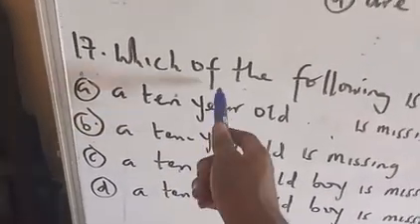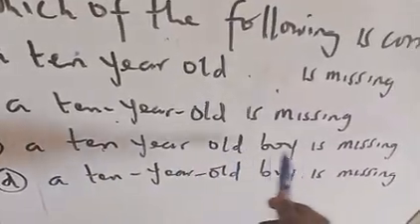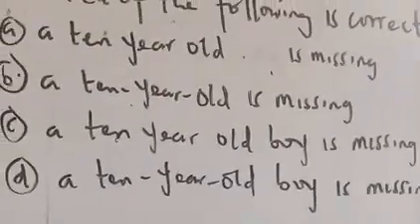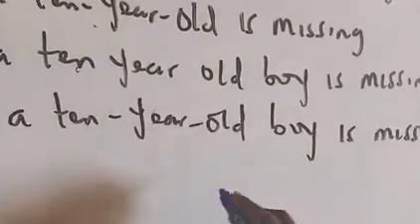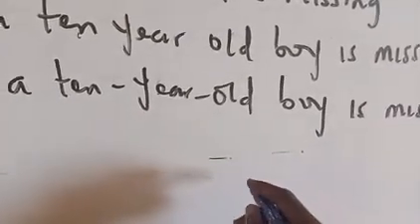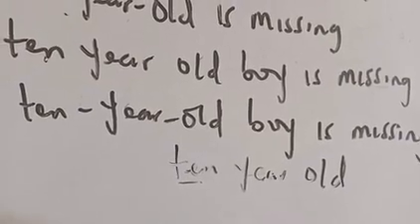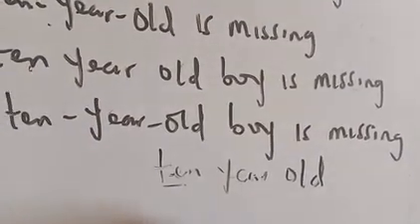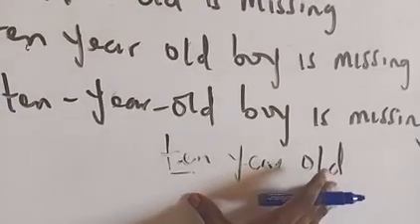C: a 10-year-old boy is missing. D: a 10-year-old boy is missing. Now, anytime you want to use hyphens, you have to note that these hyphens are used for an adjective. If you look at this word, 10-year-old, we want to qualify a noun. We are using an adjective, right? That's the function of an adjective: to qualify a noun and give more meaning. Because we are joining the words together, we have to use an adjective.